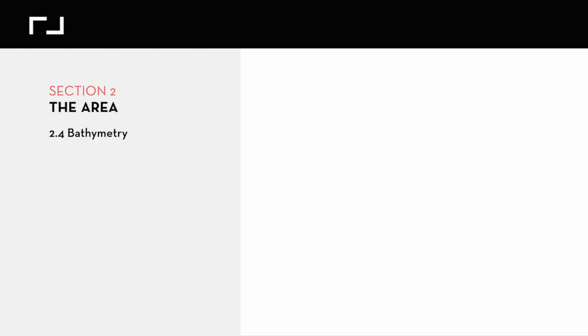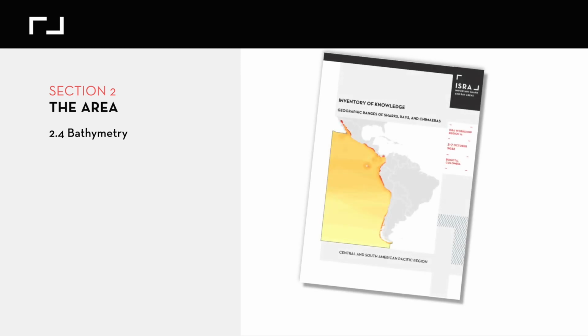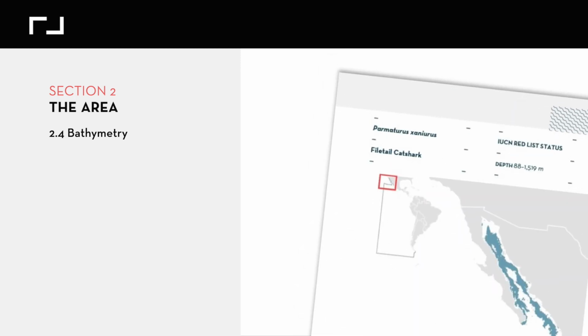In section 2.4, bathymetry, specify the vertical limits of the preliminary area of interest. You can take as reference the maximum depth in the area or the vertical range of the qualifying species. Is your preliminary area of interest benthic or pelagic? This data is available in the ISRA Inventory of Knowledge Regional Geographical Ranges.